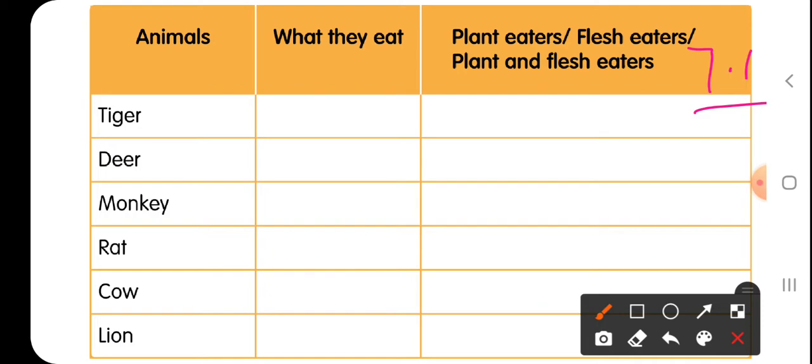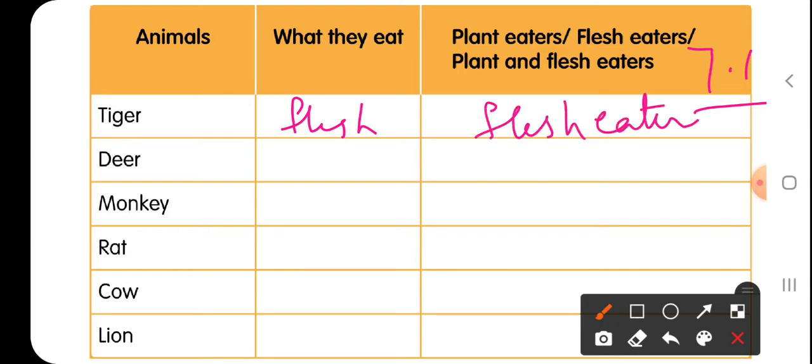The table is divided into three columns: animals, what they eat, and whether they are plant eaters, flesh eaters, or both plant and flesh eaters. Generally you know the animals and what they eat. A tiger, what will it eat? Definitely it eats flesh, so here you write flesh eater. The second one is deer. A deer eats plants, so it's a plant eater.